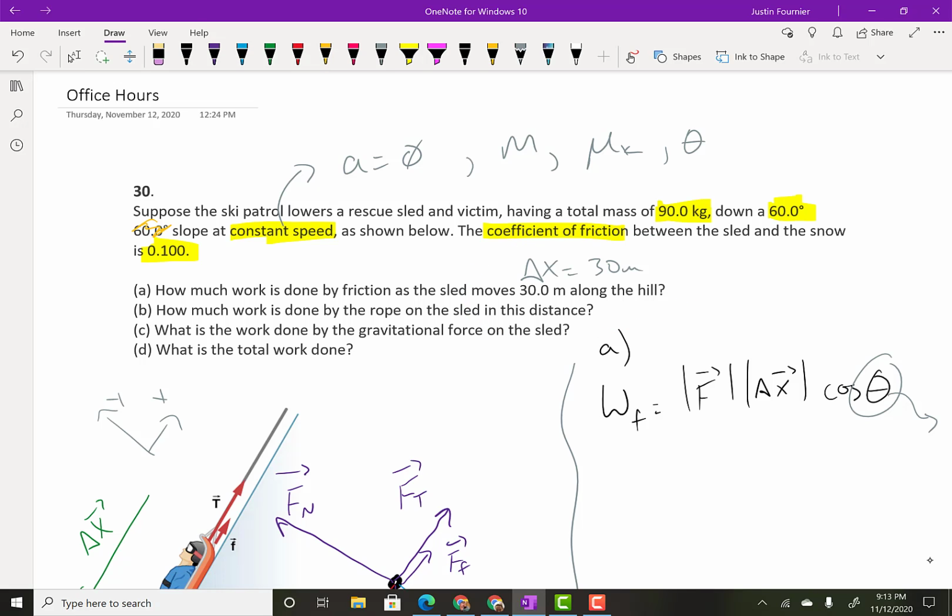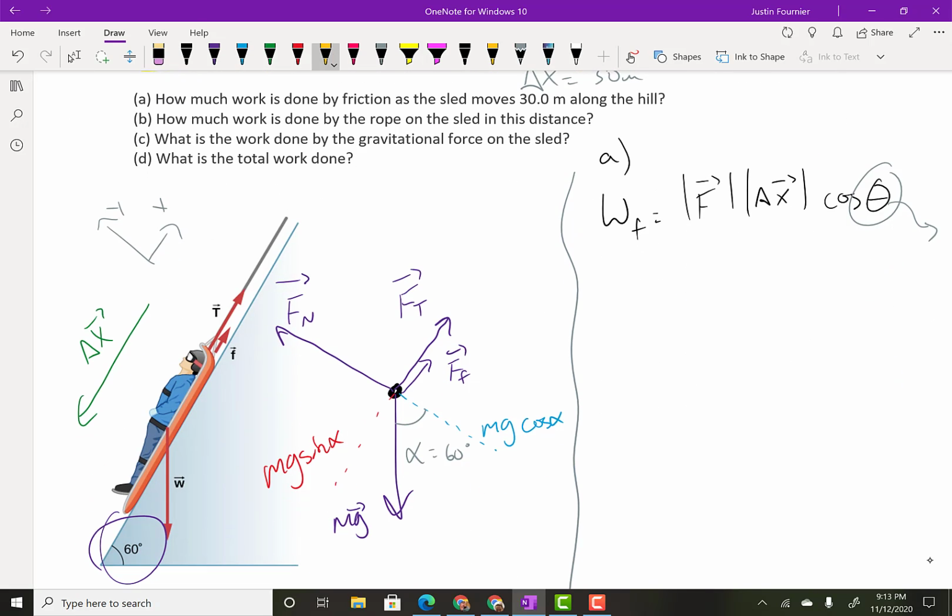How much work is done by friction as the sled moves 30 meters along the hill? So I know the displacement is 30 meters. So the displacement is down like that. So it's being dragged down. They give me some of the forces, and really these are just the forces that are going to matter when it comes to the work done. But I drew them as a free body diagram right here. So I got the normal force perpendicular to the surface, tension force like that, and then the friction force like that. And then I also got the weight going down.